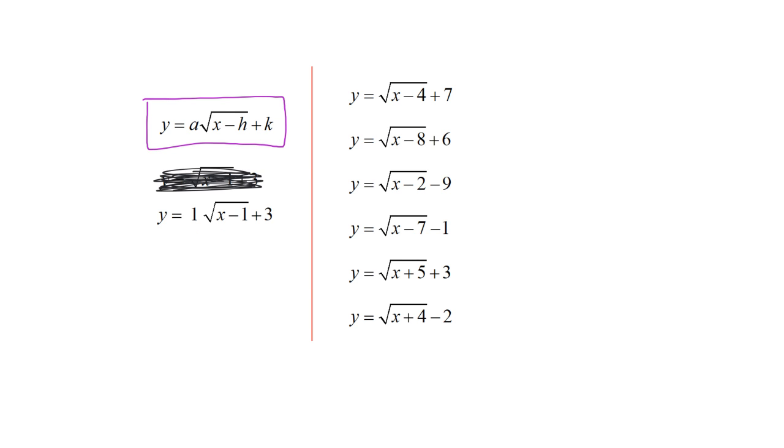So if we compare these two equations, we see our a is 1, right? So let's go ahead and write that in here. For this equation, a equals 1. And then we have our square root of x minus h. Here we have our square root of x minus 1. So if the x is an x and the minus is the minus, that means h is 1. So I'm going to write that next. H equals 1. And then we have plus k, and k is 3.